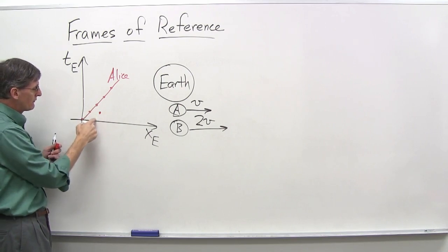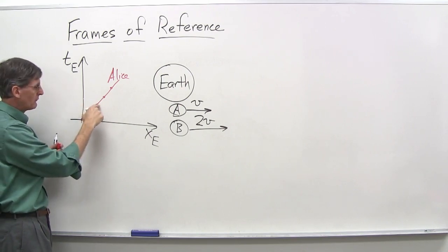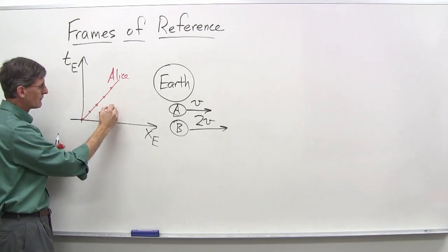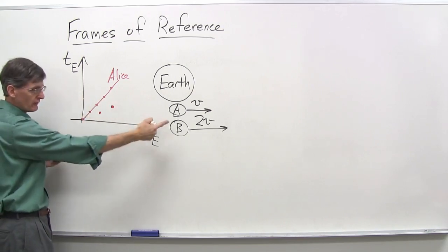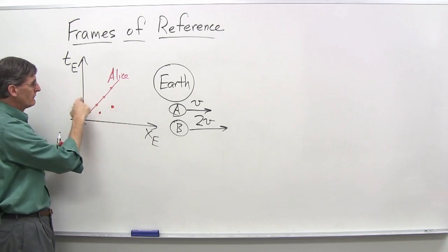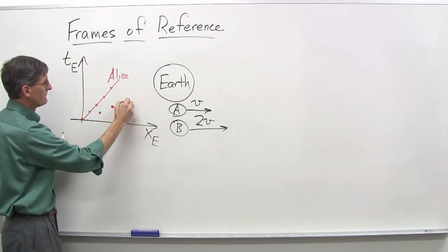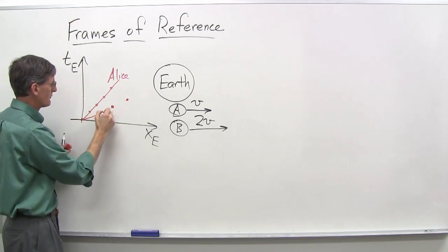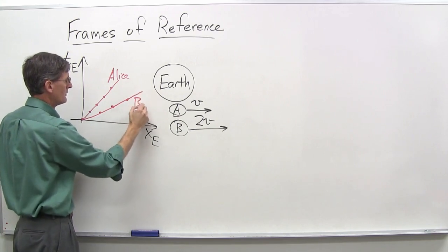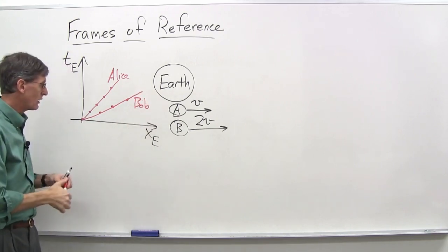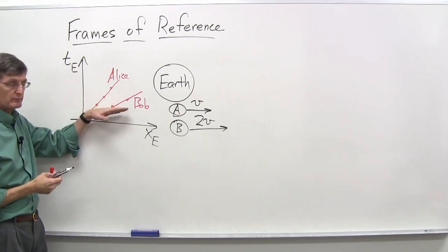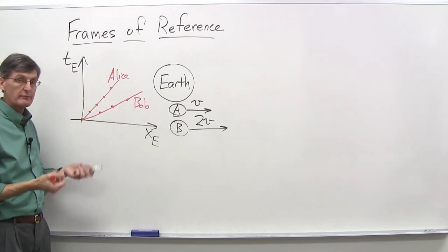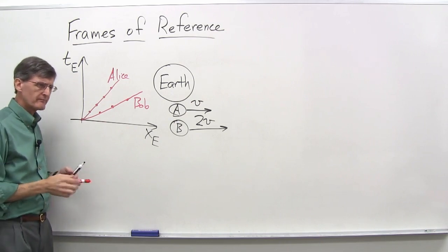When Alice has gone this far, at this time, Bob has gone twice as far. So he's about right there. And at this time, when Alice has gone this far, again, he's gone twice as far. He's going twice the velocity, so it'd be maybe about right there, and so on and so forth. So this would represent Bob, his plot in the space-time diagram. And lower slope means faster velocity. So that'd be the Earth perspective.